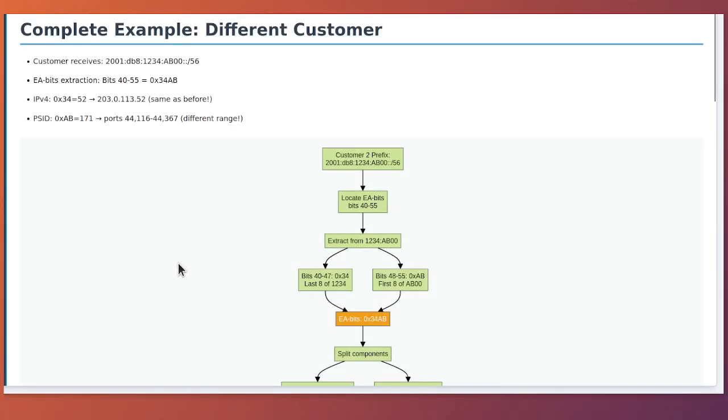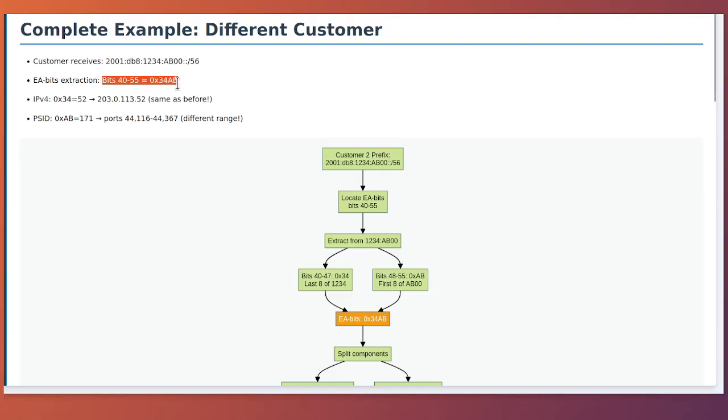Complete worked example with different prefix. To solidify our understanding, let's work through a complete example with a different customer prefix. Suppose the ISP assigns a customer the IPv6 prefix 2001:DB8:1234:AB00::/56. We will calculate the complete configuration that this customer derives from this prefix using the same MAP rule as before. Step 1. Identify EA bits location.